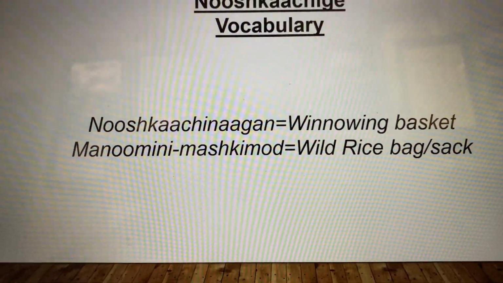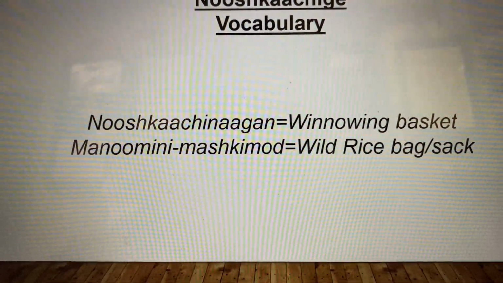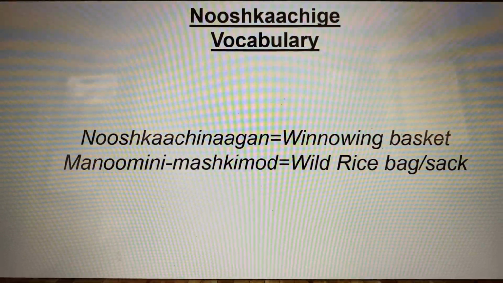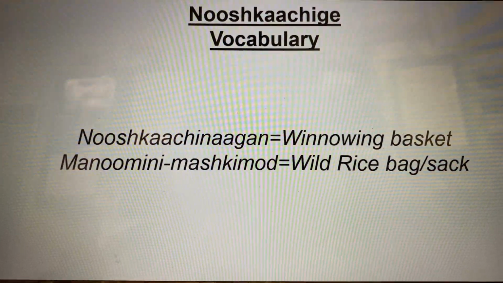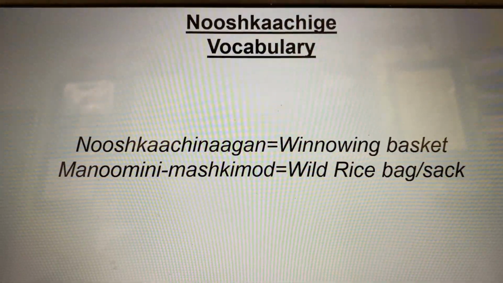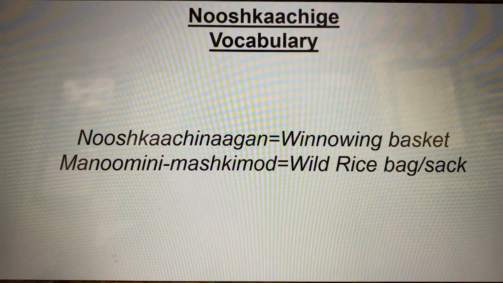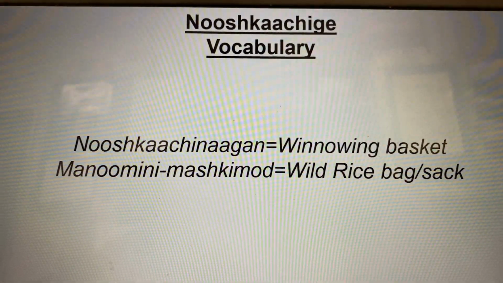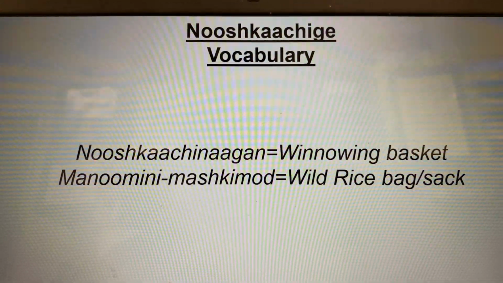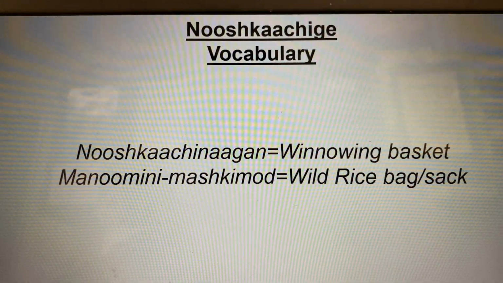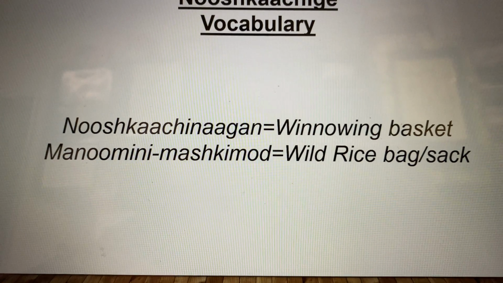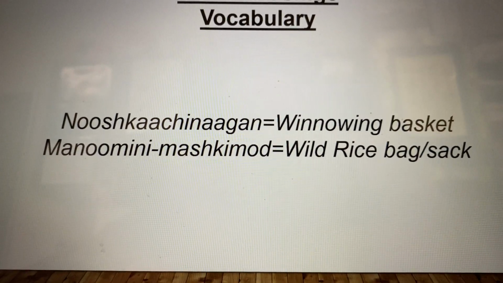So Menomonie mushkimud, and that is a wild rice bag or a sack. Once we're done winnowing and our rice looks nice and clean, we'll put it in a wild rice bag or a sack to store it. Whether we store it over the winter, or maybe we give it away as gifts, or we sell it or we trade it. Whatever the needs are for hand processed wild rice, we'll keep it in a Menomonie mushkimud, a wild rice bag or a sack.